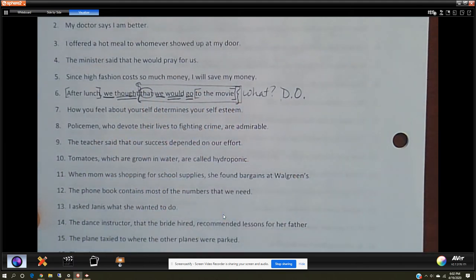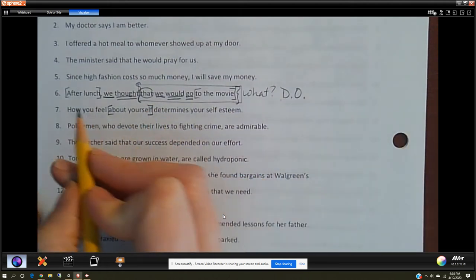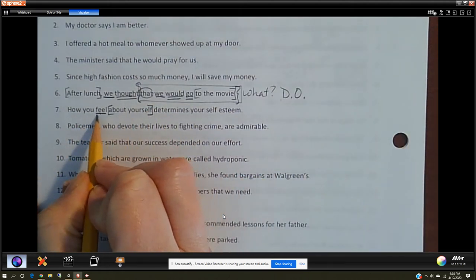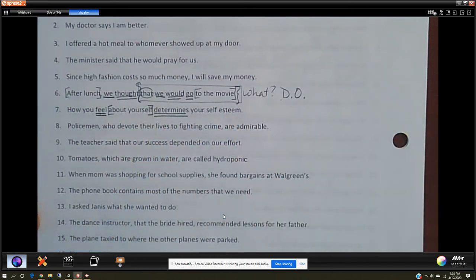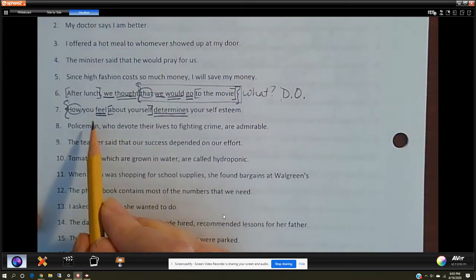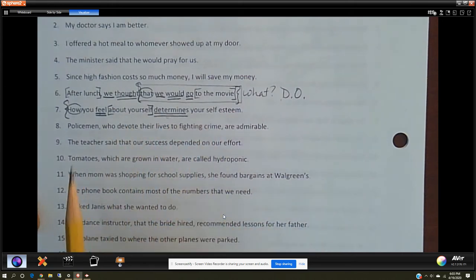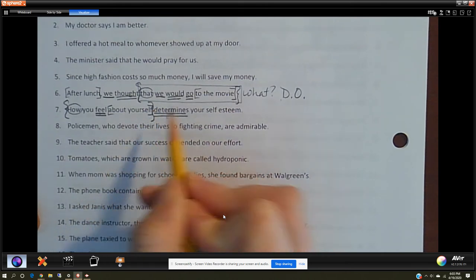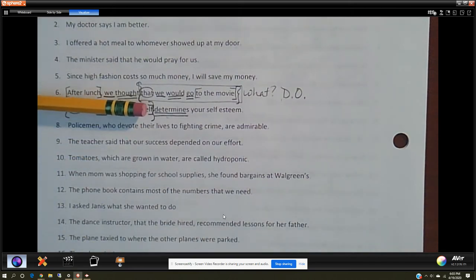Okay, number 7, how you feel about yourself determines your self-esteem. Prepositional phrases, about yourself. Verbs, feel, determines. Okay, relative pronoun or subordinating conjunction. How. Where are we going to end this one? We definitely have to have it end before this second main verb because we need a main verb that just stays independent. So the dependent clause ends there. All right, can I take this out of the sentence? Determines your self-esteem. I cannot take it out, so I know it's a noun clause.